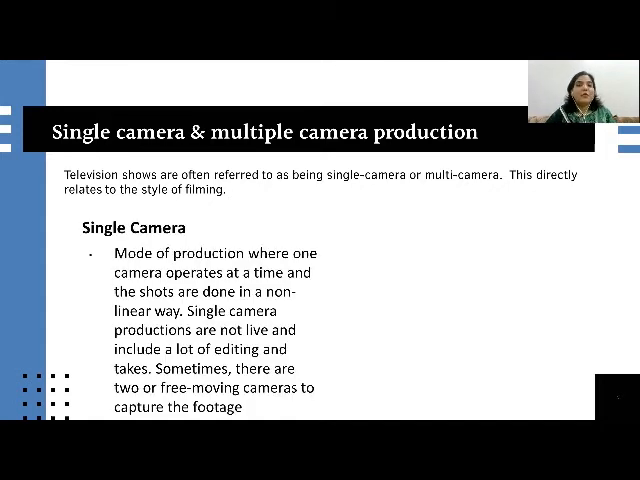Single camera is a mode of production where one camera operates at a time and the shots are done in a non-linear way. Single camera productions are not live and they include a lot of editing and takes. Sometimes there are 2 or 3 moving cameras to capture the footage.